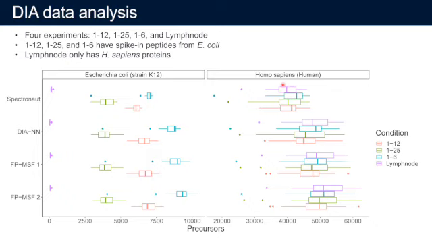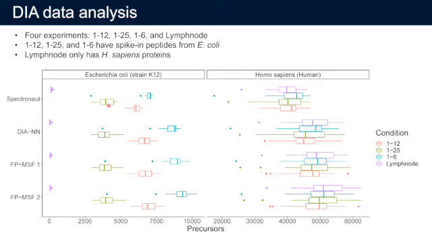So since all of the 4 experiments have human and E. coli peptides, the spectral library will have a mixture of human and E. coli. And then we use this spectral library to quantify the peptides from the DIA data. We are supposed to only find human peptides from this lymph node experiment. So if there are any E. coli peptides from this lymph node experiment, those peptides are supposed to be false. So these purple ones, which indicate the E. coli precursors from the lymph node experiment, can be used to indicate the false positive rate of those tools.